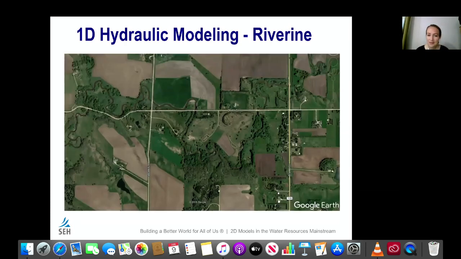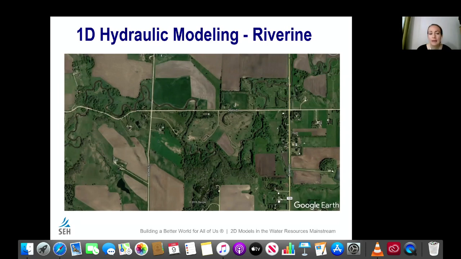Now let's switch gears to a stream that's probably not so one-dimensional. This is Beaver Creek in southeastern South Dakota. Just by looking at the aerial view, you can see that the stream is meandering, takes a lot of turns, and you can even see some remnants of old channels out here. From this, you have a pretty good understanding that it's probably a complex flow pattern that's occurring, not only in the channel, but also in the overbank areas during a significant flood.